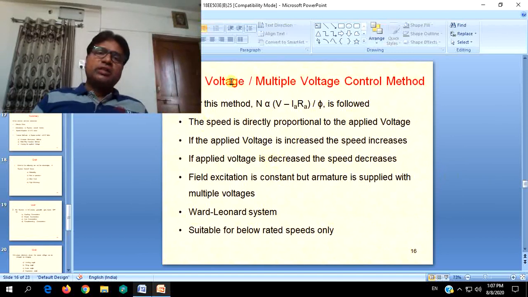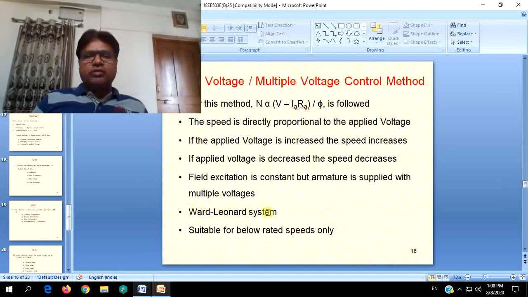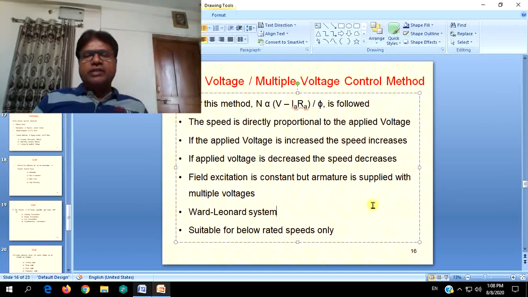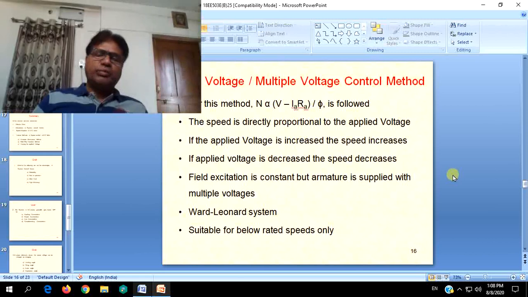The other one is the supply voltage control method, which is rarely used. One is where you use a variable resistance in series with the applied voltage, but both the field voltage and armature voltage will decrease. It is not very efficient. The other system is the Ward-Leonard system, which has different supplies for different voltages, and eventually the speed of the motor can be changed. But for this Ward-Leonard system, to control the speed of a given DC shunt motor, you need another identical DC shunt motor, which is very costly and also maintenance will be more.